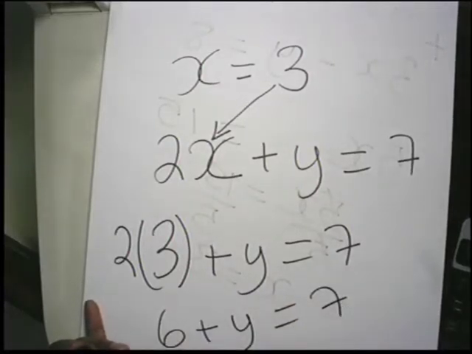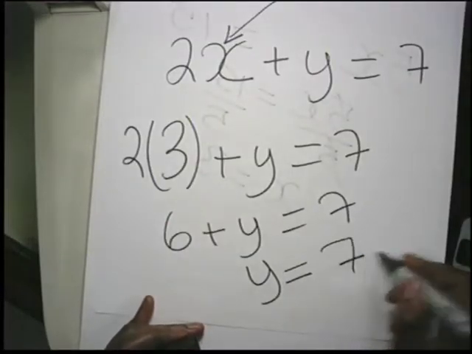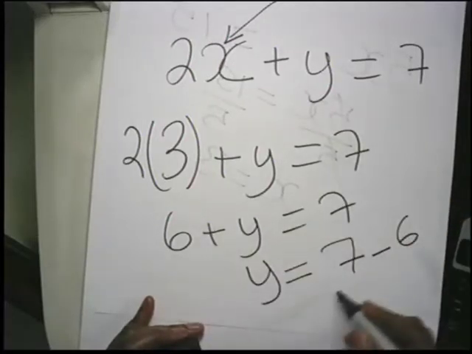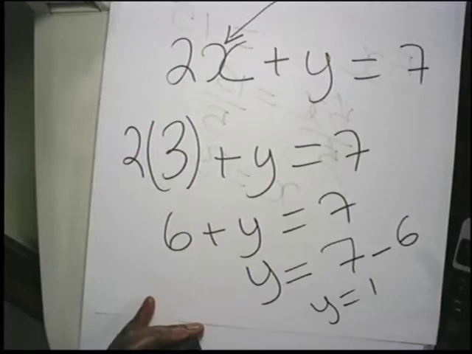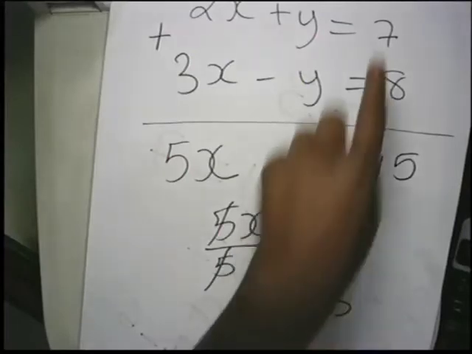Collect like terms. If we collect like terms, then our y is going to be equal to what? 7 minus 6. Because it crosses the equality sign, the sign will change. So y is equal to what? y is equal to 1. Now if we substitute both x equals 3 and y equals 1 into our original equations, we will see that our answers are correct.